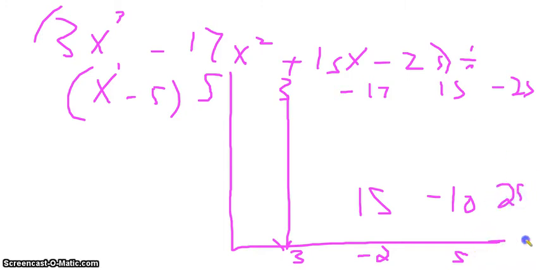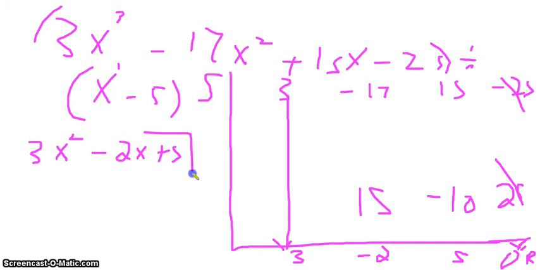Oh, look, we have a cancel out over here, which means that this is 0. This last term of the bottom is always a remainder. It's the remainder. So we have no remainder. But this means that the answer is 3x squared minus 2x plus 5. And that is the answer for synthetic division there.